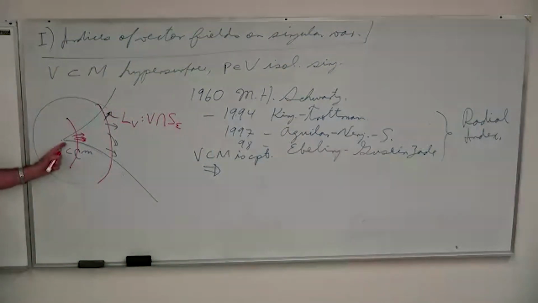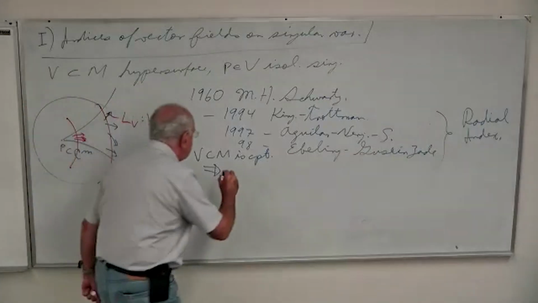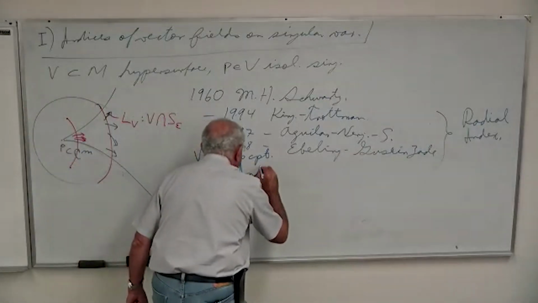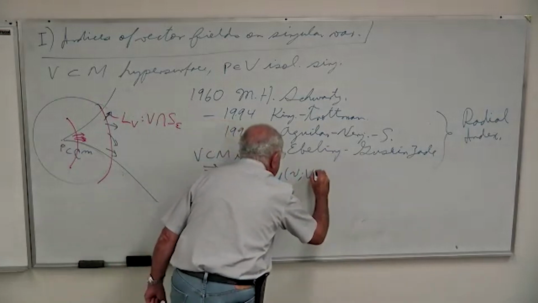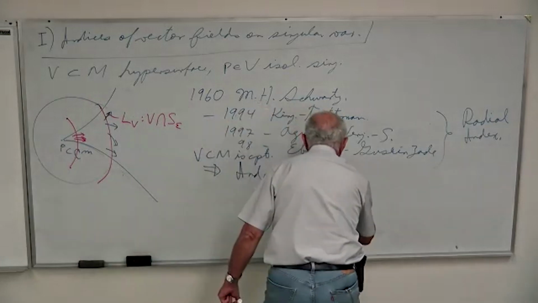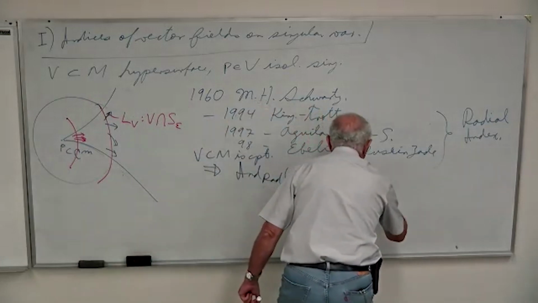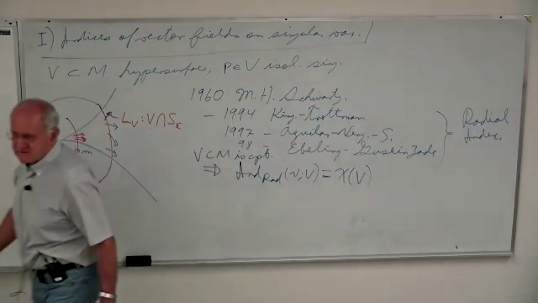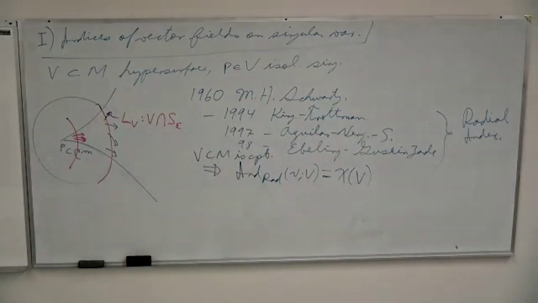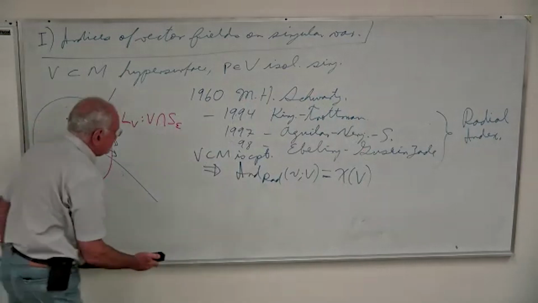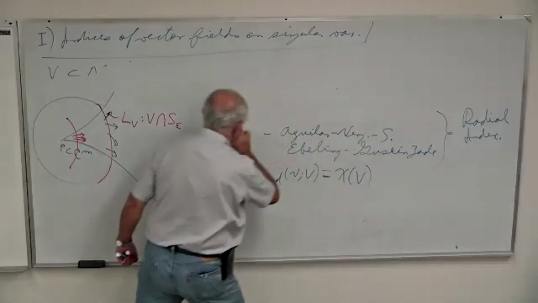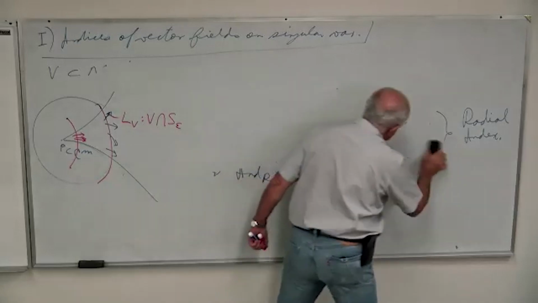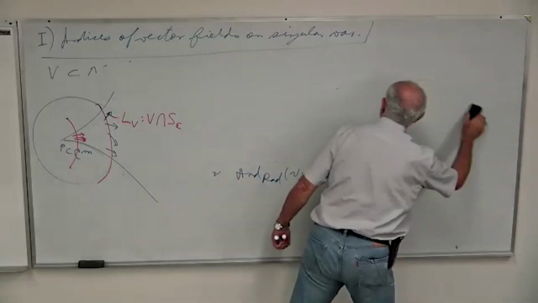Then it's an exercise to show that that number, the total radial index of a vector field, is independent of the vector field, and it equals the Euler characteristic. It's very easy. That's one definition. As I said, it has several properties of the Poincaré-Hopf index. It doesn't have other properties.